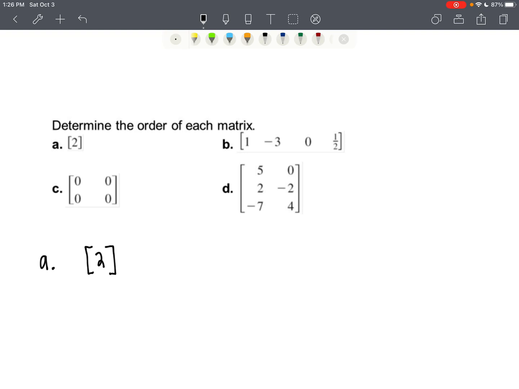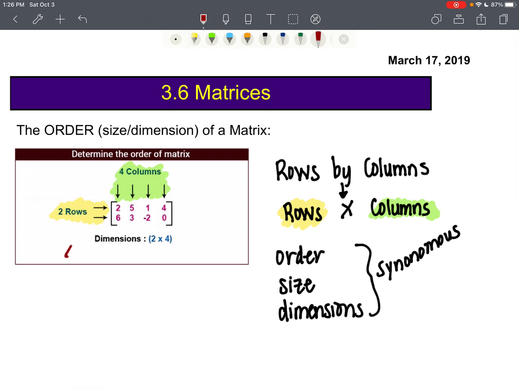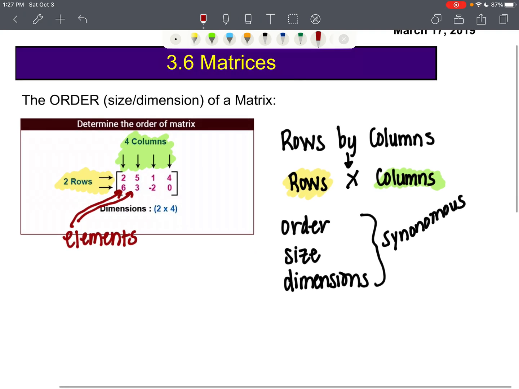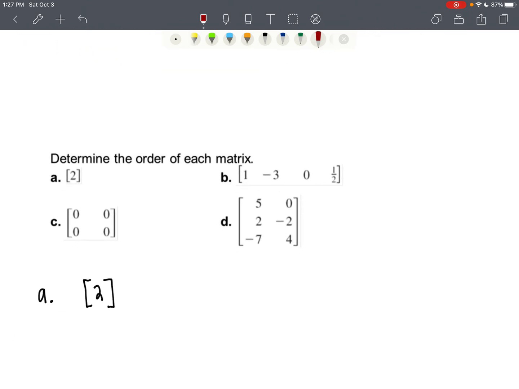Here I have a matrix with 1 element. So these are elements. Each one of these are elements. So in matrix A, we have 1 element. That means we have 1 row, 1 column. Row 1, column 1. That would be a 1 by 1 order.